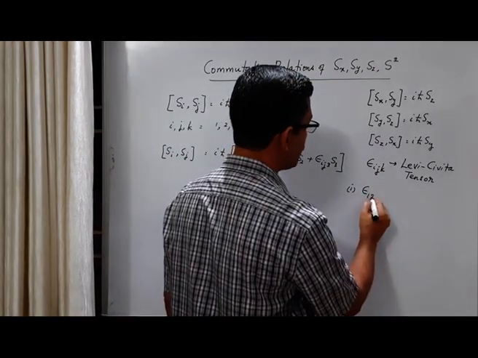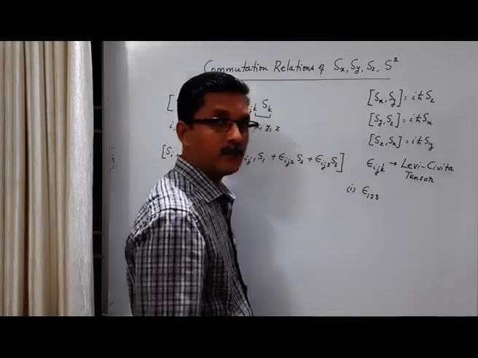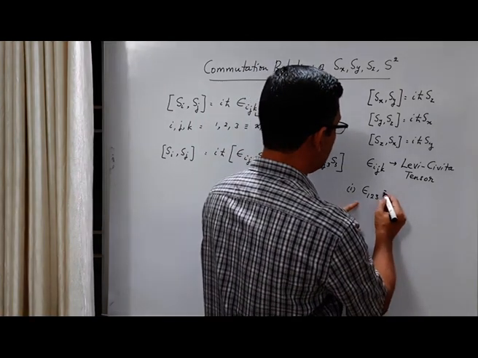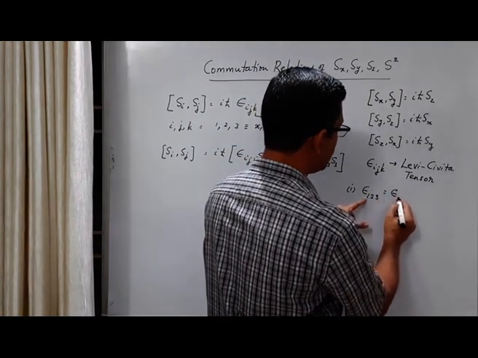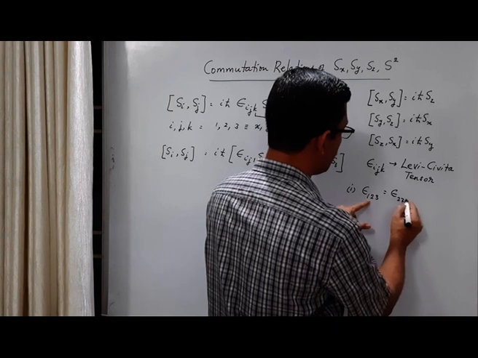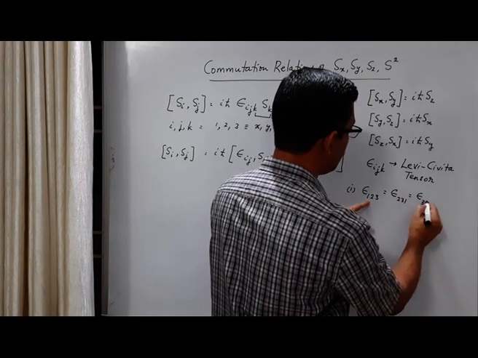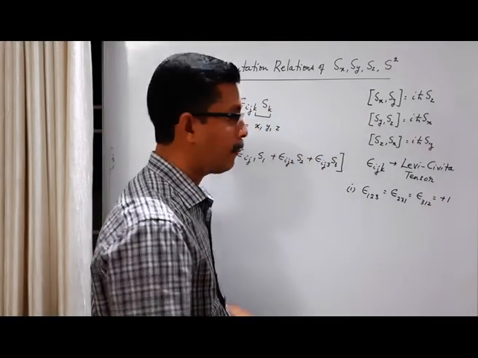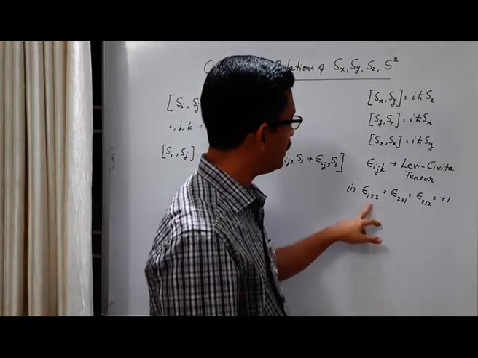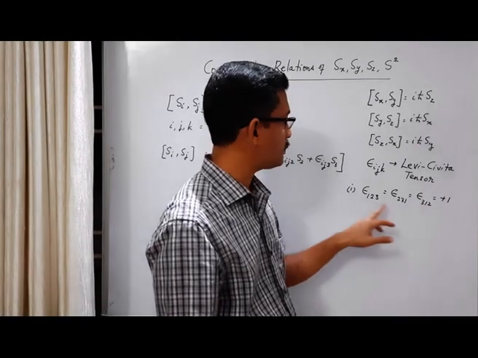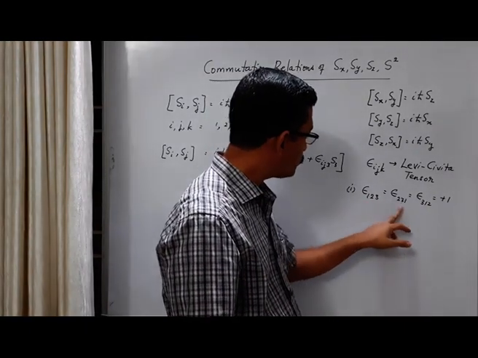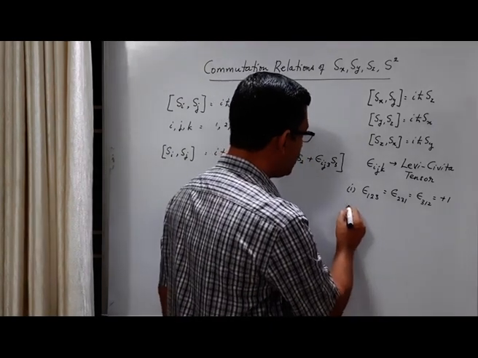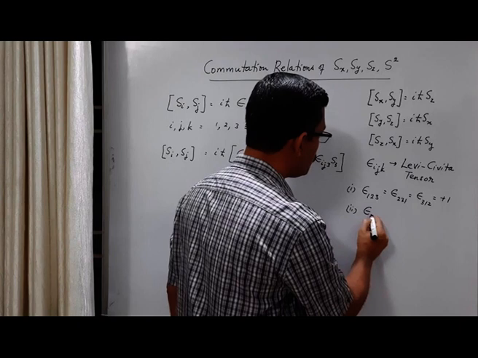Consider epsilon_123 and its cyclic permutations. That means epsilon_123 equals epsilon_231, the next cyclic permutation, and epsilon_312. All these are equal to plus 1. Epsilon_123 and its cyclic permutations have the value plus 1: 123, 231, 312. And secondly, you start with epsilon_213.